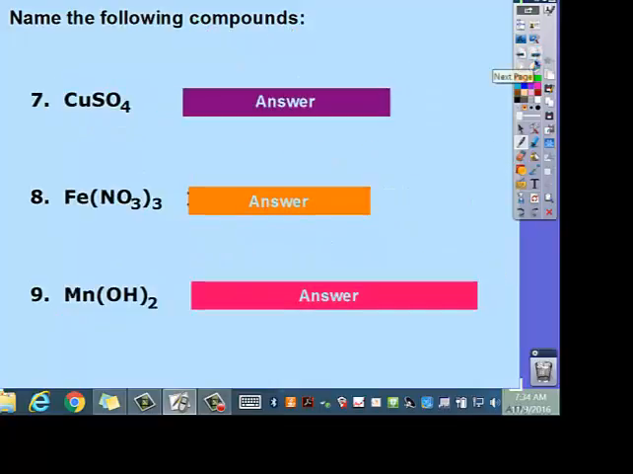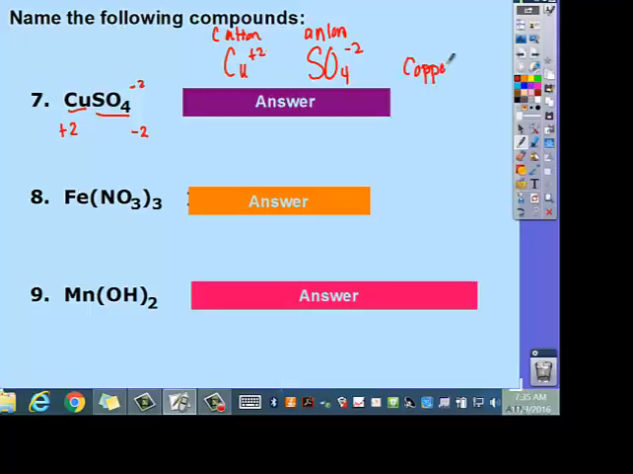Next ones. Here are the last 3. My cation and anion. Cation here is going to be copper, and my anion is going to be the rest of it, SO4. Now that's a long one, so that must be a polyatomic ion. Flip over to the back, look and find SO4. Sulfate has a -2 charge. There's only 1 sulfate, so that's -2 total. So copper has to be a +2 then. So to name it will be copper 2 sulfate.